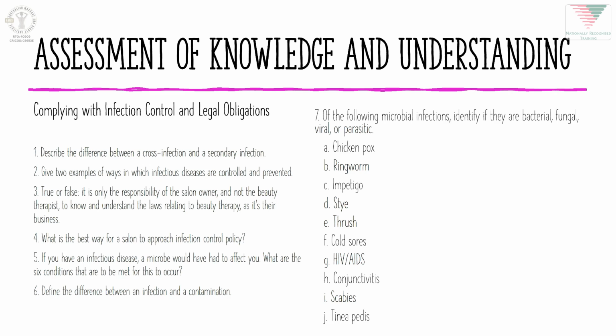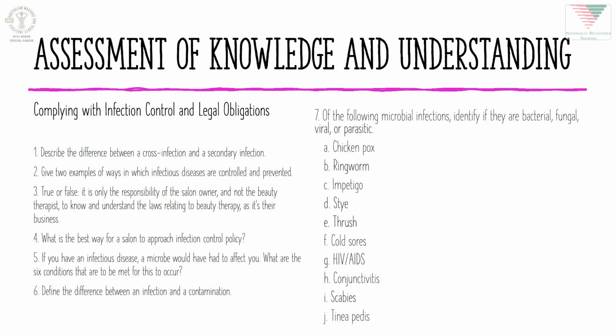5. If you have an infectious disease, a microbe would have had to affect you. What are the 6 conditions that are to be met for this to occur? 6. Define the difference between an infection and a contamination.